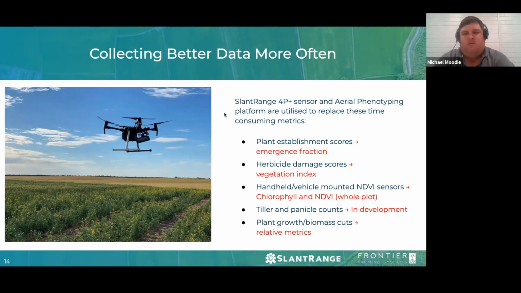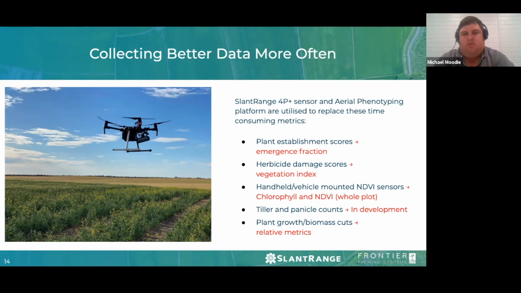Obviously, I've had great success with using the Vegetation Index, so filtering out the green from the background, and I find that particularly useful where we're looking at maybe herbicide damage on a crop, or the efficacy of a herbicide. We've talked about the handheld and vehicle mounted sensors, and I just see collecting that chlorophyll and NDVI data on a whole plot basis and taking out some of the vagaries around handheld measurement that we talked about before as important.